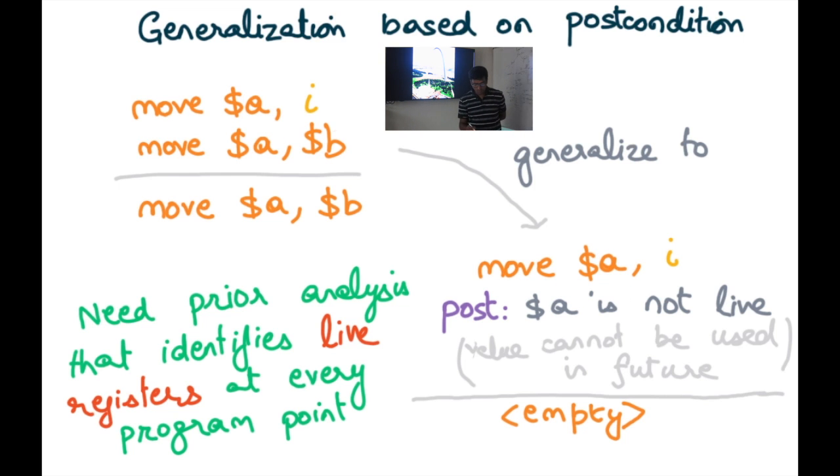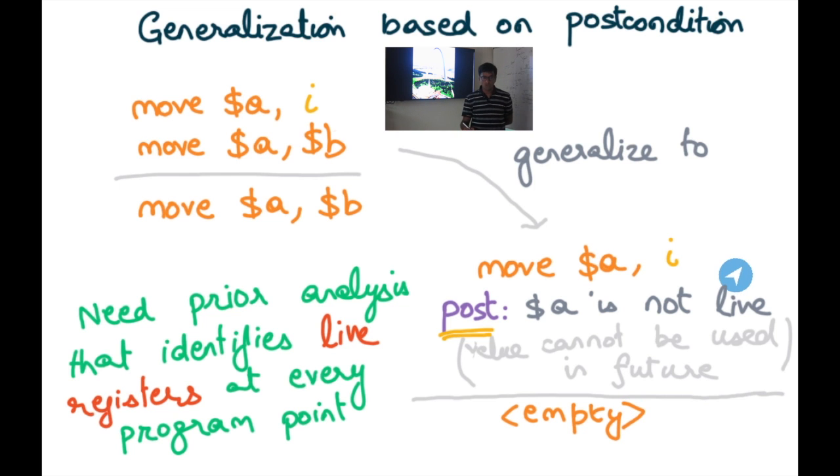You can say that if you ever move a constant I to register A, and at the end of this instruction, which is represented by a post condition, so I'm using the post keyword to say that, the value stored in register A is not live, which means the value cannot be used in the future. In this example, the value cannot be used in the future because it's being immediately overwritten by another value, $B. So if the value cannot be used in the future, then you can replace this instruction by an empty sequence, which means you can eliminate this instruction.